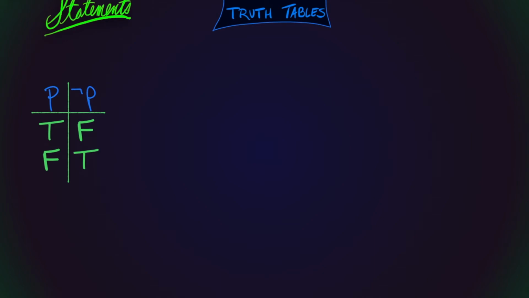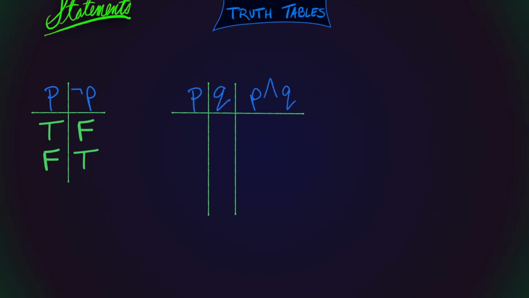And we can do that with the compound statements as well. So for example, let's look at P and Q. We want to know when is P and Q going to be true and when it's going to be false, given true or false P and Q. So if P is true and Q is true, that's one possibility. Another possibility is that P is true and Q is false. P is false, Q is true, and they're both false. So here's every single possibility of P and Q being true and false together.